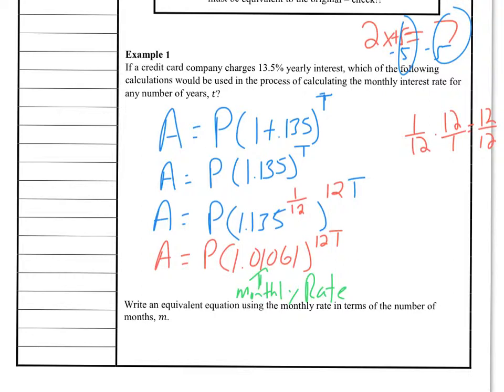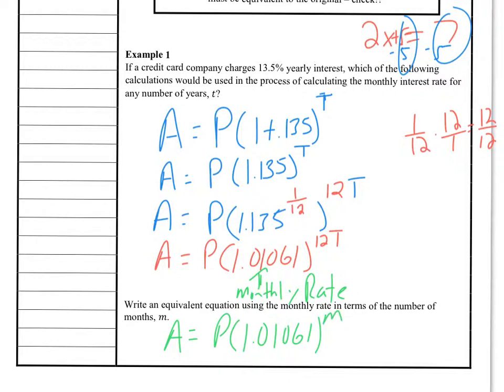All right, let's do the next part of it, which is actually much, much easier. Write an equivalent equation using the monthly rate in terms of the number of months. Well, if I want the monthly rate in terms of the number of months, I don't need all of this extra stuff that I have up here. It simply drops. We simply have A equals P. I do need the monthly rate, but if I want the monthly rate in terms of months, then I'm simply going to have an m for my exponent, because m is months.